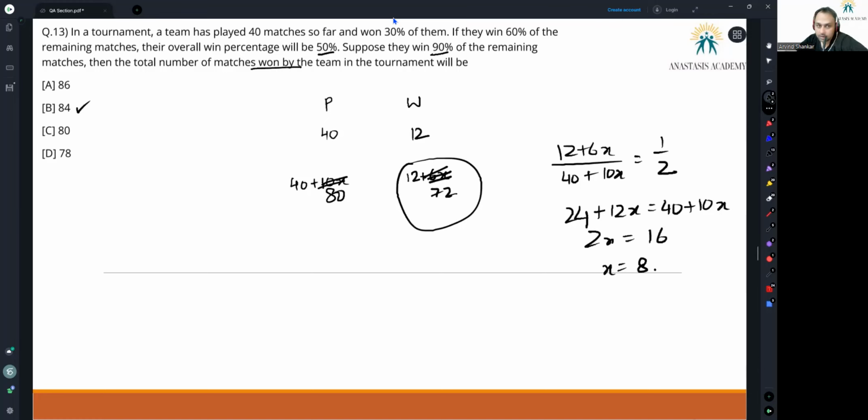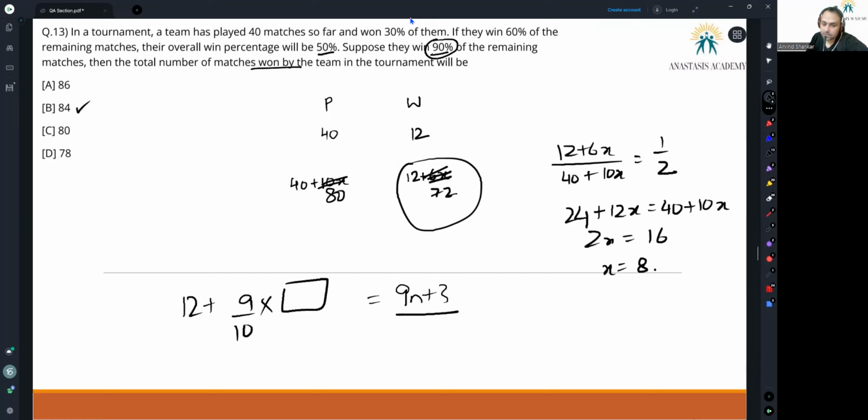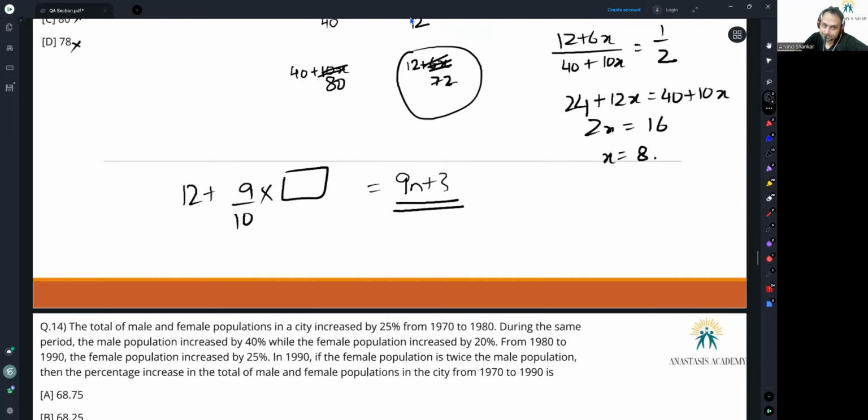Okay, this is the long drawn way of doing it. Hopefully, if we are careful and look at the options, there are other ways of doing this as well. Can you see 90% of something? The final number that you need is 12 plus 9 by 10 of something. So can you see your net answer has to necessarily be a 9n plus 3 kind of number? This wouldn't work. This wouldn't work. This is the only option that can work, which would have avoided all this hard work of checking and making equations. It would become a visual question.